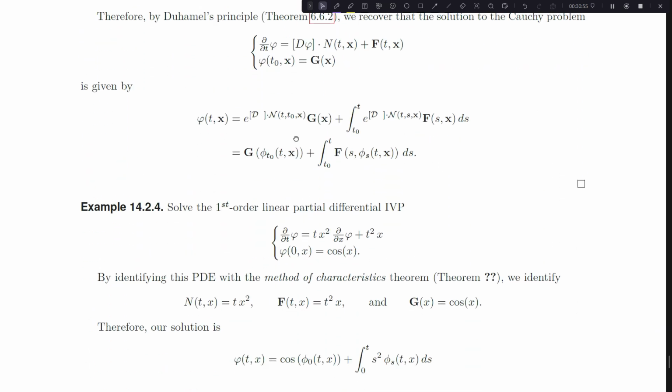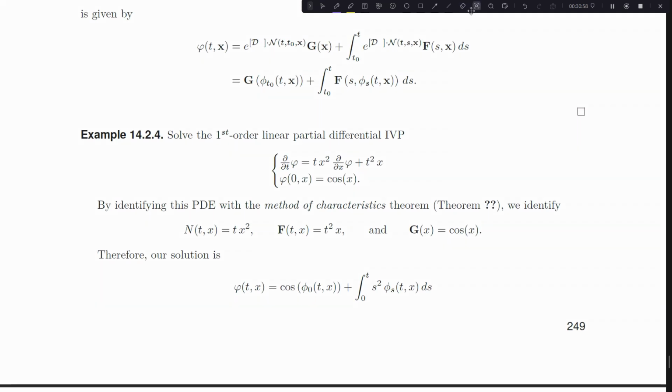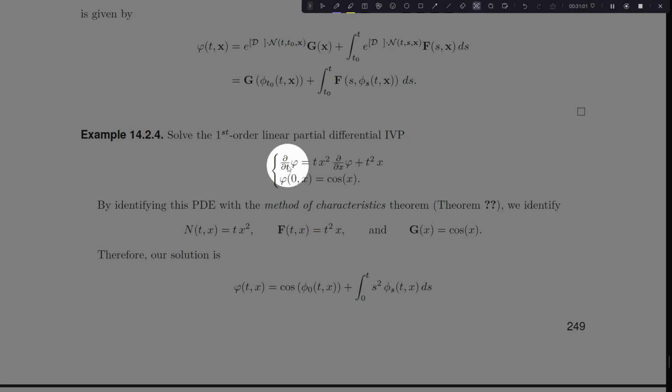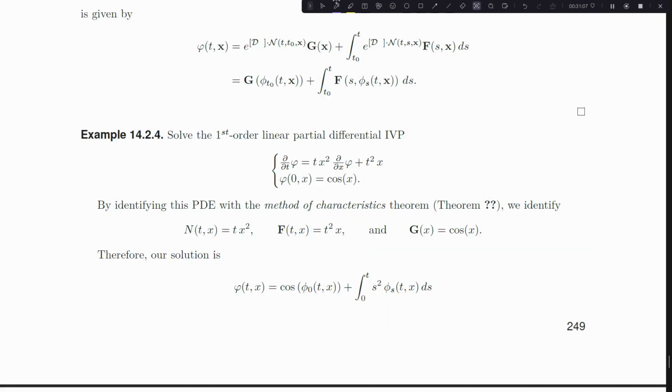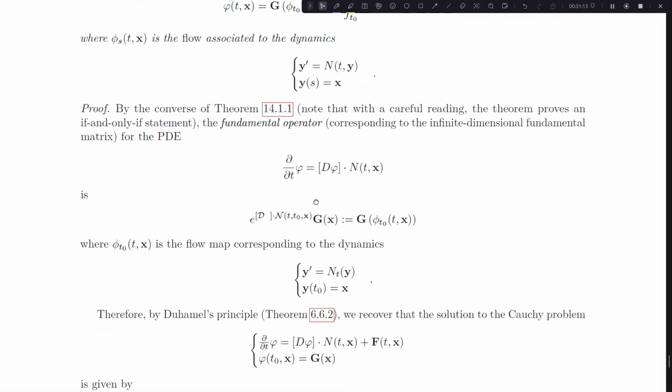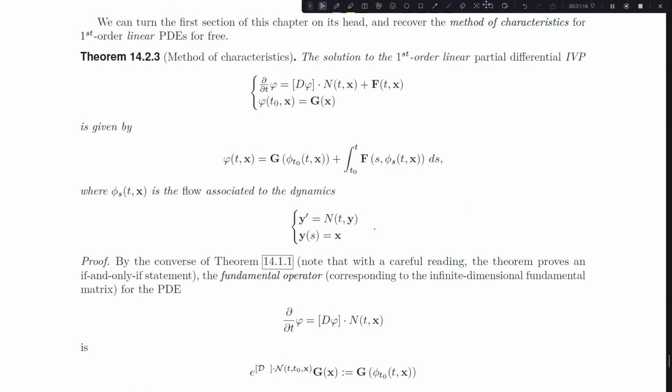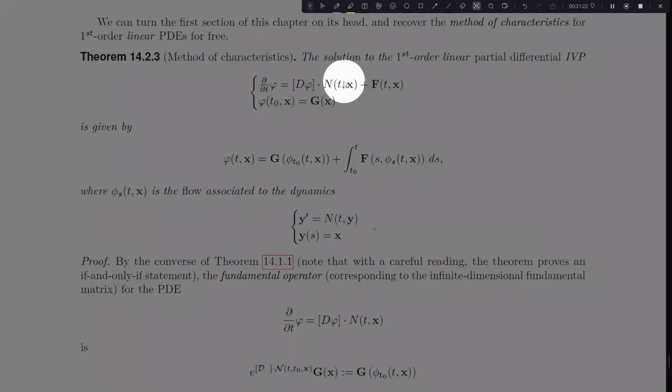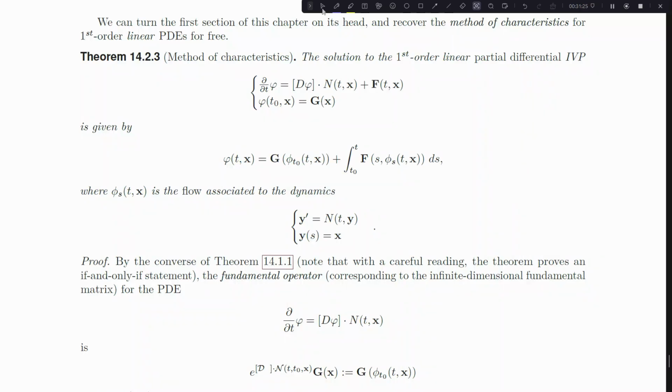So let's actually look at an example of that. Here's a good example in one spatial and one temporal dimension. This is a first order linear PDE in one temporal and one spatial dimension. We're going to solve it. The first thing we're going to do is jump up to the previous theorem and figure out what we need to identify. So from this theorem, if I've decided I'm a first order linear IVP, I need to know what n is, what f is, and what g is.